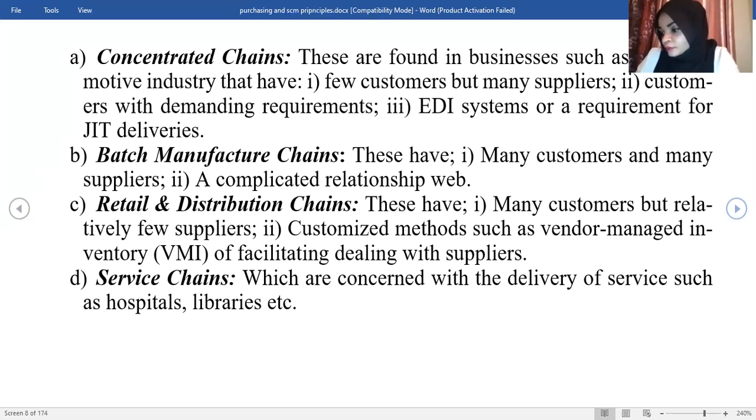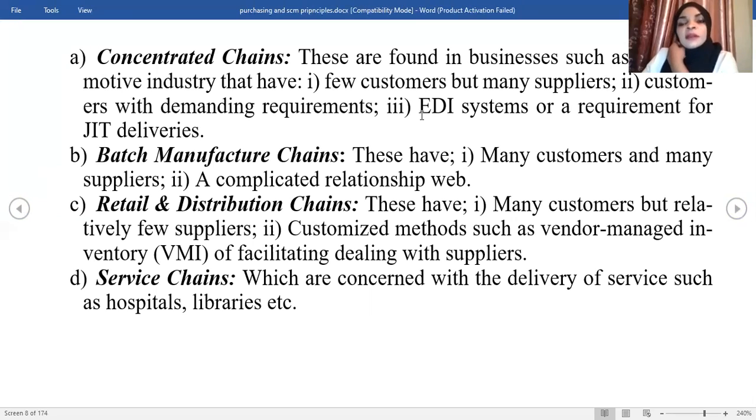Wengine wanataka gari inakaa red, wengine wanataka gari inakaa blue, wengine wanataka na steering sijui inakaaje. So we have demands on those cars. So in this type of chains, as much as that relationship, customers normally take a lot of time when they are buying such items, because they want to be very sure that what they are buying is something that is of quality. Okay. Then the other characteristic is that we have EDI systems or requirements for just-in-time delivery.